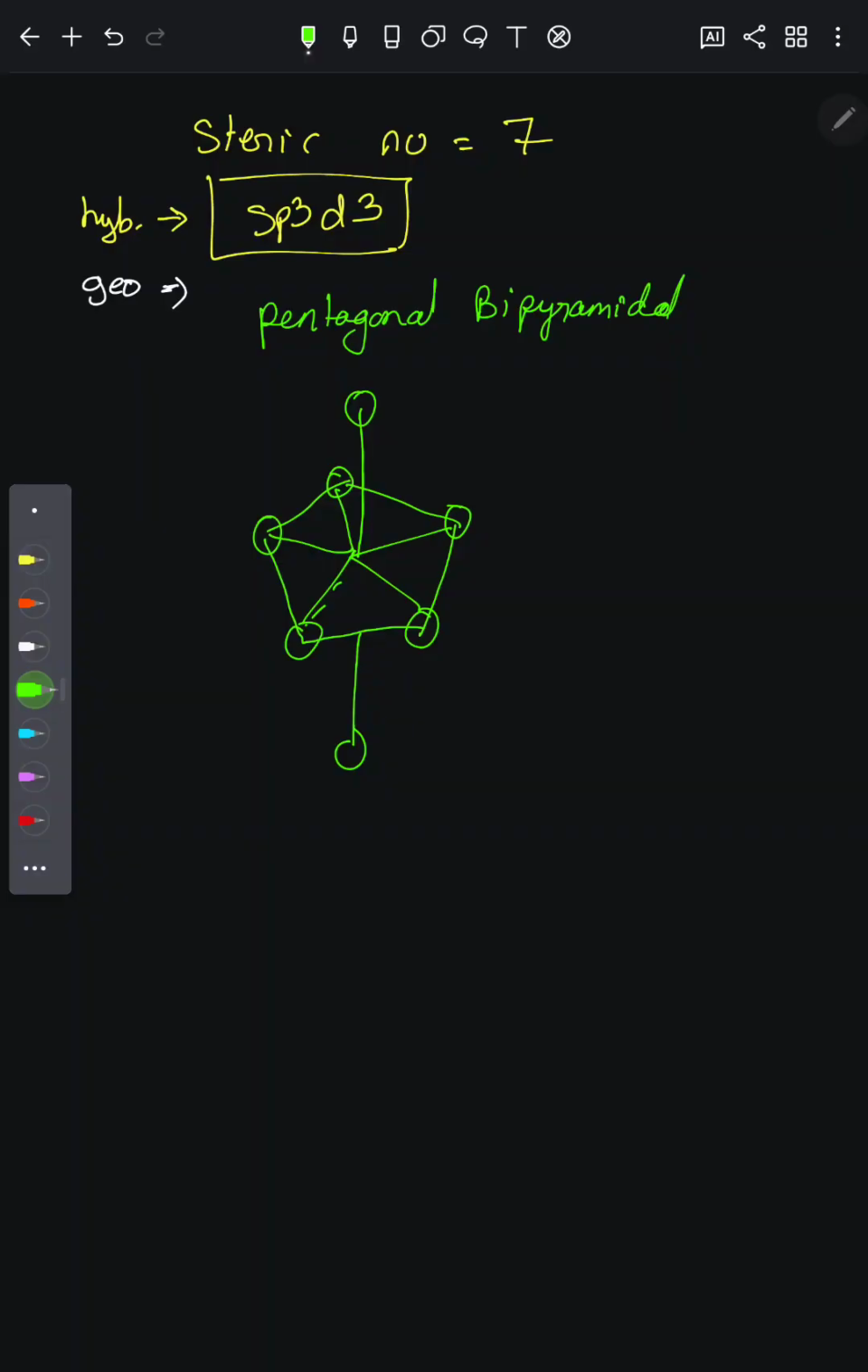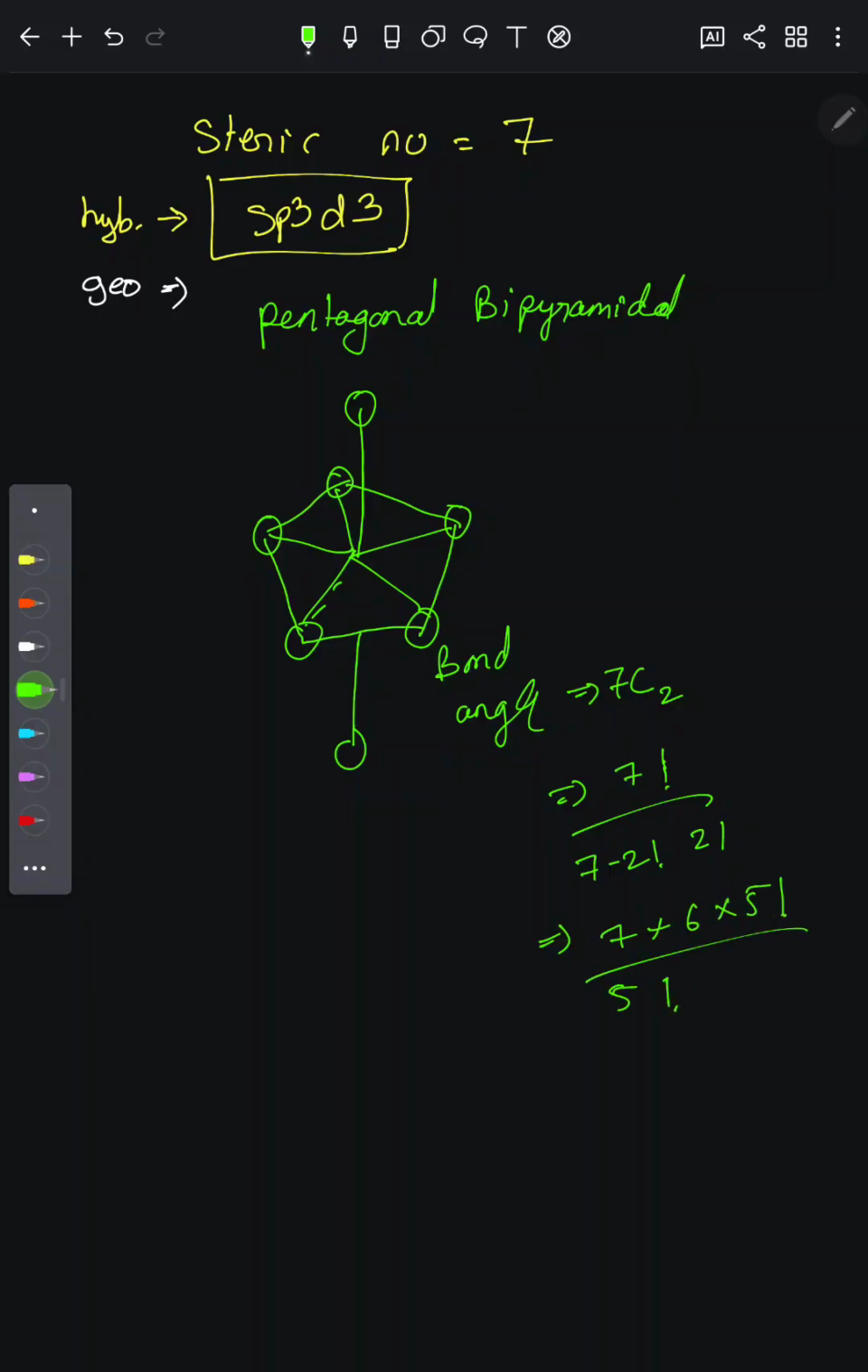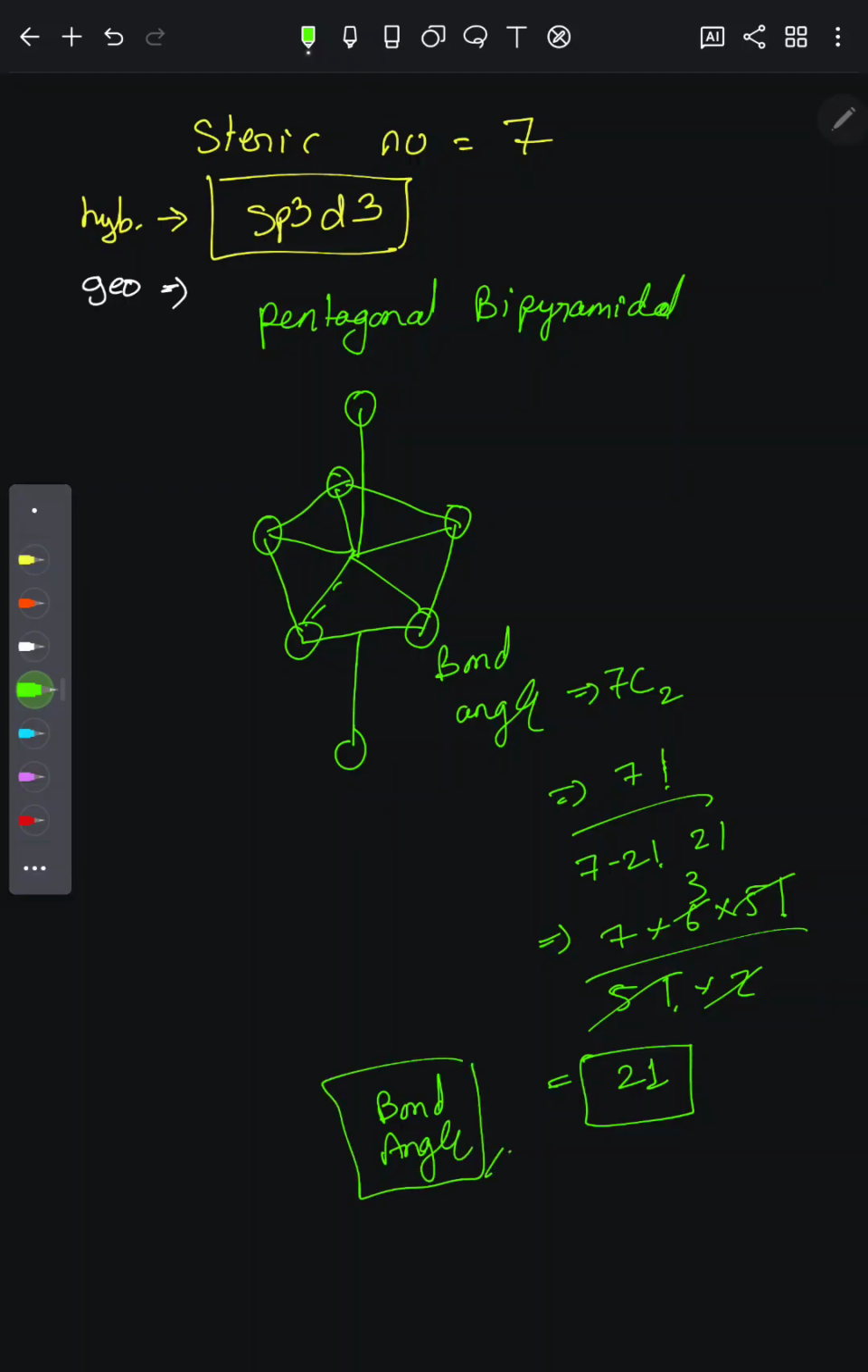If we calculate the bond angles here, it will be equal to 7C2, which is equal to 7 factorial upon (7 minus 2) factorial into 2 factorial. So 7 into 6 into 5 factorial upon 5 factorial into 2 factorial. So this will cancel out. 2 into 3 is 6, 3 into 7 is 21. So 21 bond angles are present in this geometry.